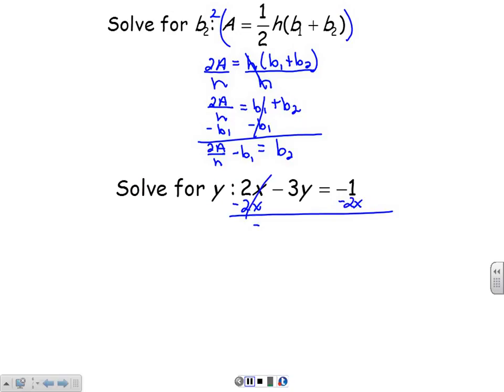So I have negative 3y is equal to negative 2x minus 1. And then what I'm going to do is divide everything by negative 3. And so I have y is equal to, a negative divided by a negative is positive, so that's going to turn into 2/3 x. Again, a negative divided by a negative is a positive 1/3, and so we got y.